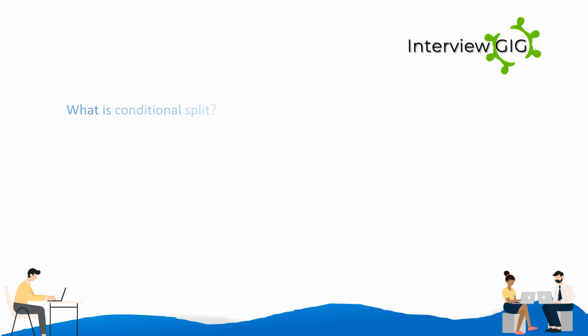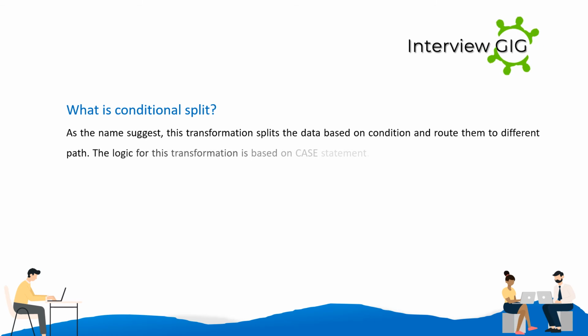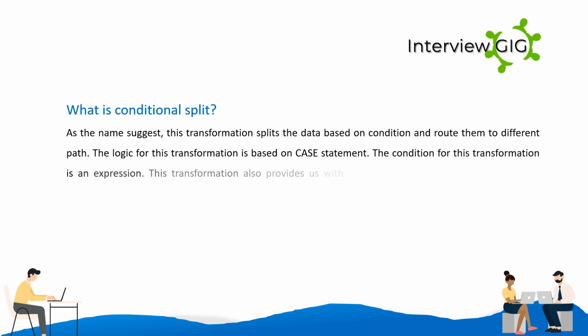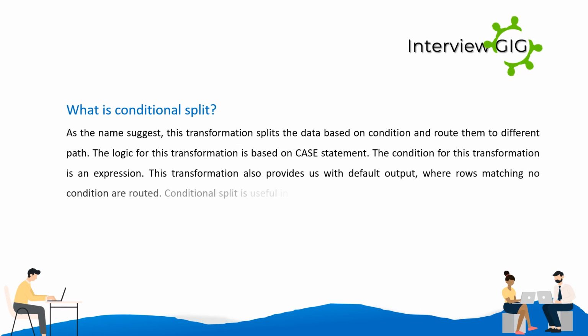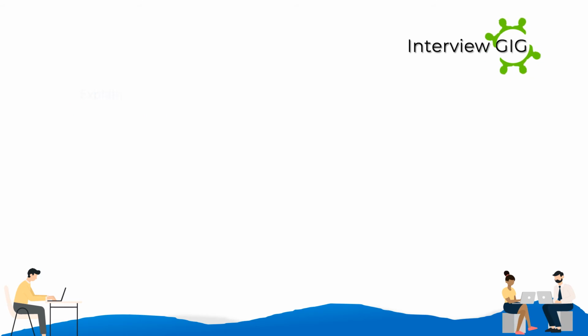What is conditional split? As the name suggests, this transformation splits the data based on condition and routes them to different paths. The logic for this transformation is based on a case statement. The condition for this transformation is an expression. This transformation also provides us with a default output, where rows matching no condition are routed. Conditional split is useful in scenarios like telecom industry data. You want to divide the customer data on gender. Condition would be gender equals F.